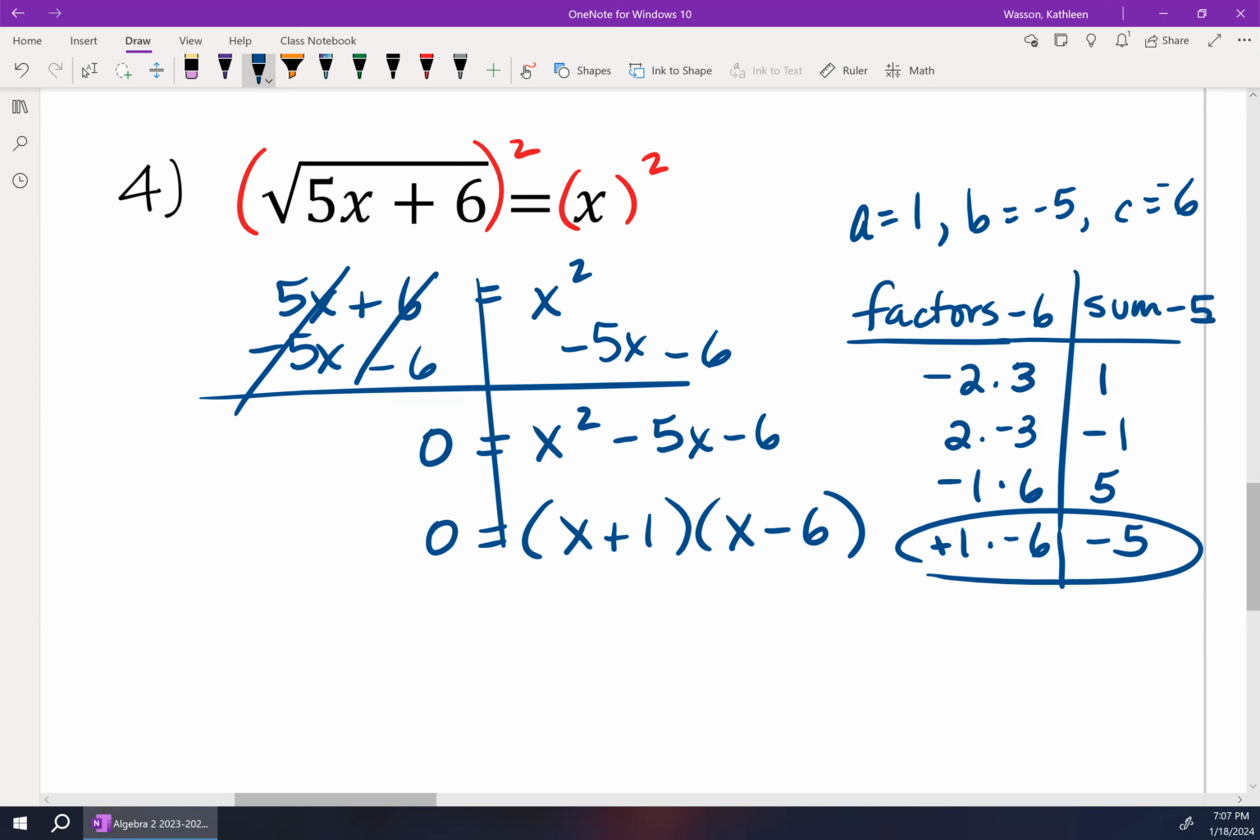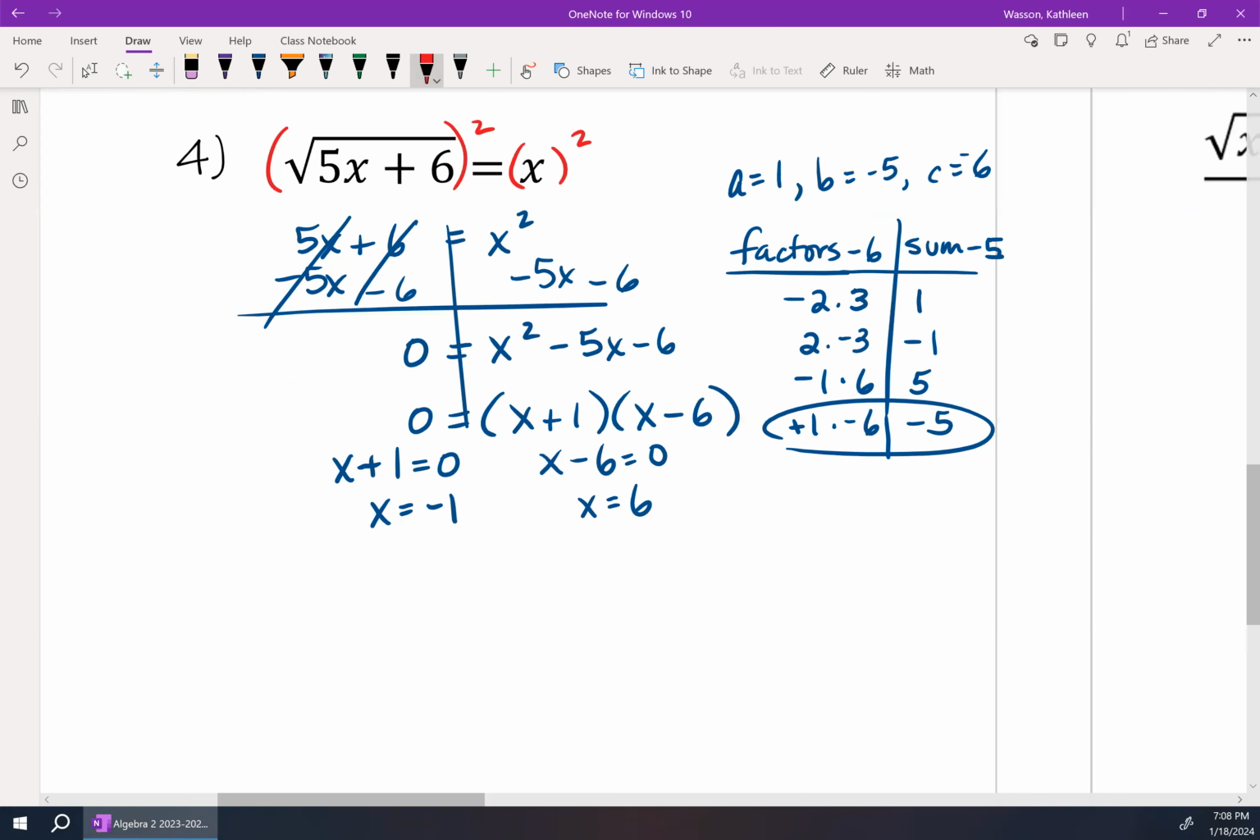I need to set each of these factors equal to 0 to solve for x. So if x plus 1 equals 0, that happens when x is -1, and x minus 6 is 0, which happens when x is 6. I need to check both of my answers. So I'll substitute into the original equation. I have square root of 5 times -1 plus 6. I want to know if that's equal to -1.